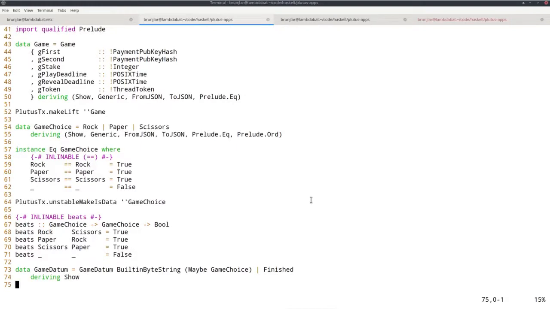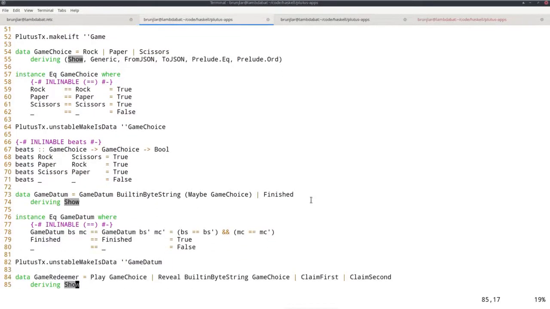A lot is very similar. The only difference, of course, is that now there's also the possibility of a draw if both players make the same move. And in that case, of course, the stake should be split, so each player should get his or her own stake back.